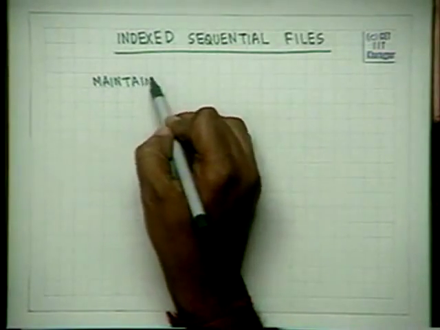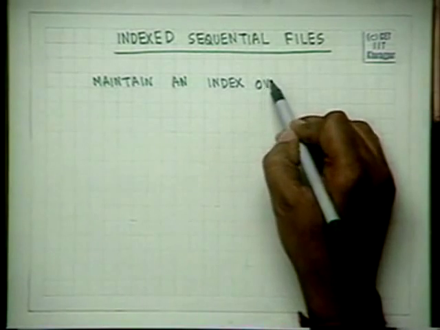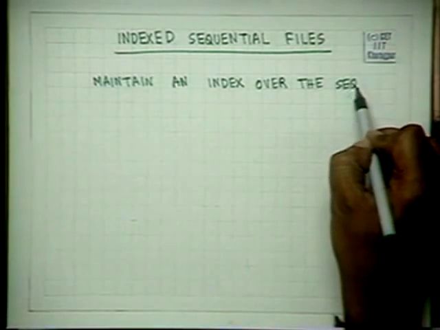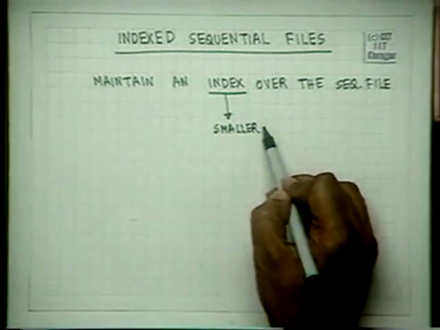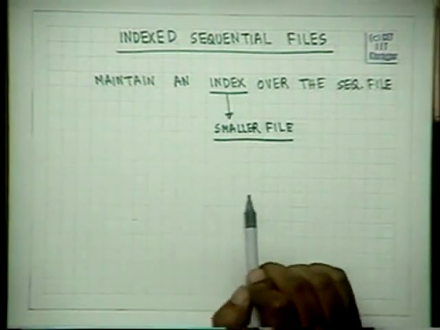So what can be suggested is, you have got a sequential file. Over and above this sequential file, you maintain an index over the sequential file. What is the index? The index is a smaller file, which is sorted according to, say, one of the keys, say primary key.